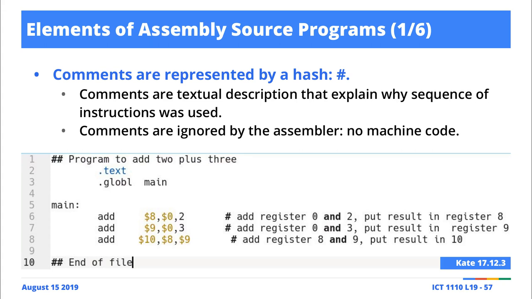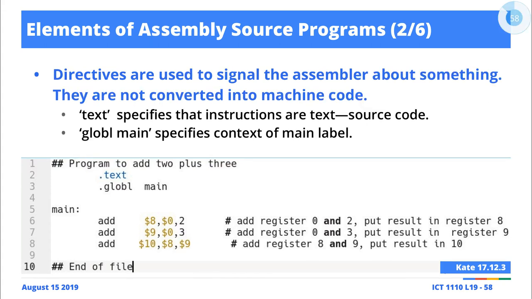Right, so this is a directive. It's just a directive. It's part of the rules, right? It tells the assembler that everything that follows after text is actually the source code itself. Right.